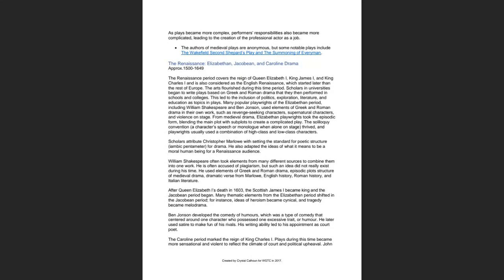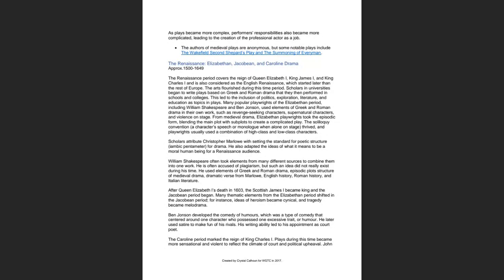William Shakespeare often took elements from many different sources to combine them into one work. He's often accused of plagiarism, but it didn't really exist at the time. He really just lifted old Greek and Roman stuff and used those as a kind of framework for his plays. And then really his emphasis is about his own linguistic contribution. Shakespeare invented a lot of different words. People don't know this, but it's true.